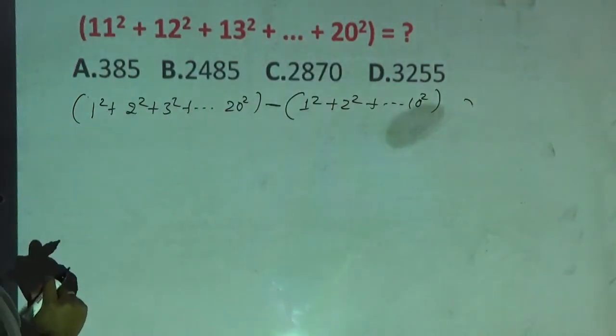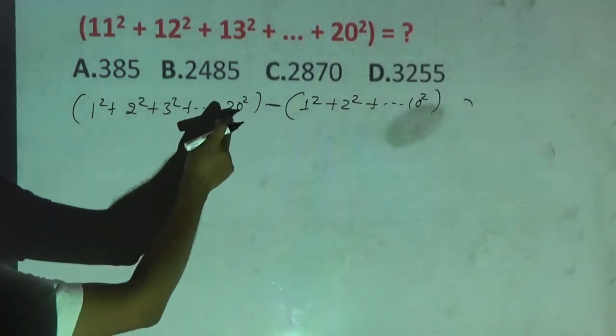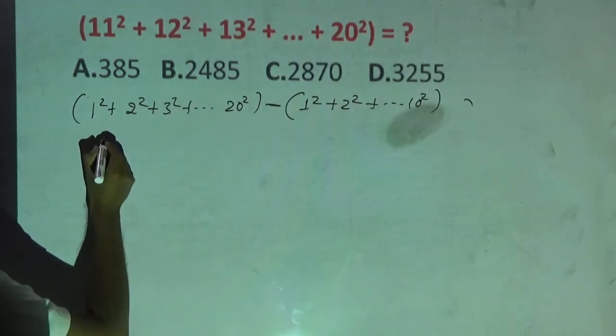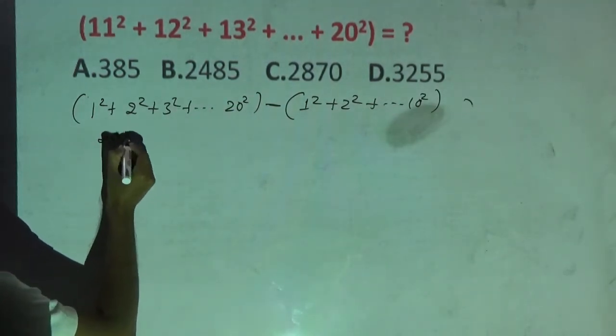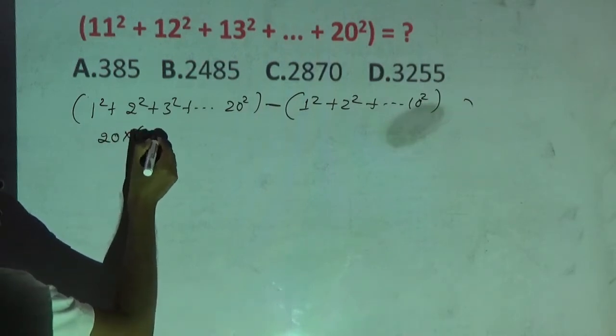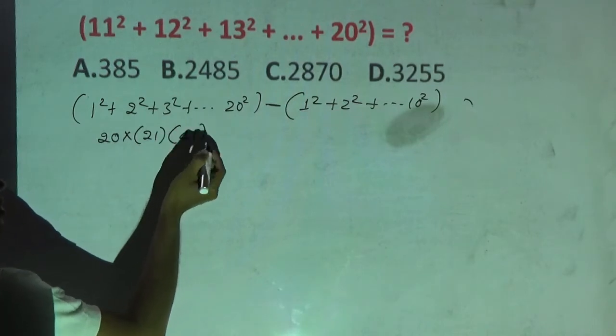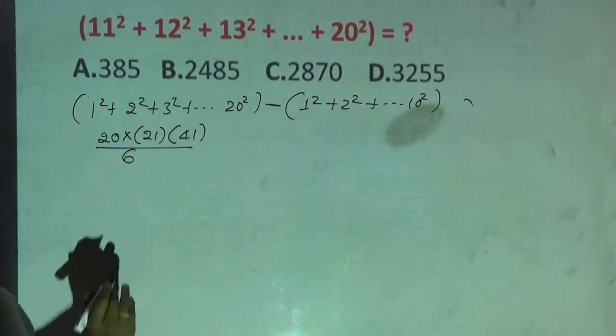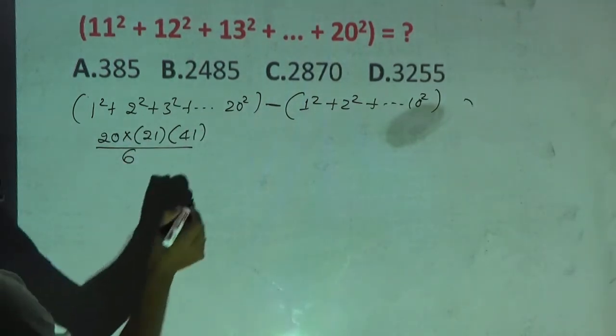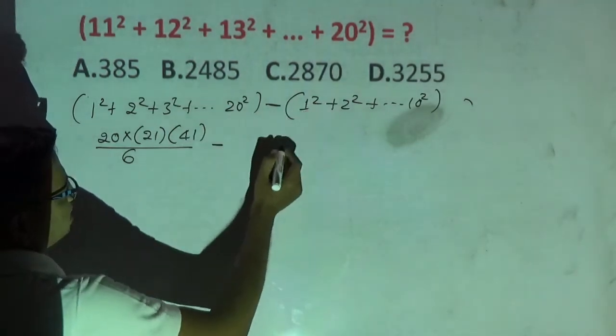Now I can apply the formula here. For this sequence, what is n? n is 20 here. n into, that is 20 into n plus 1, that is 21, into 2n plus 1, that is 41, divided by 6. Hope you have understood up to this. Then minus here. What is n here? 10.